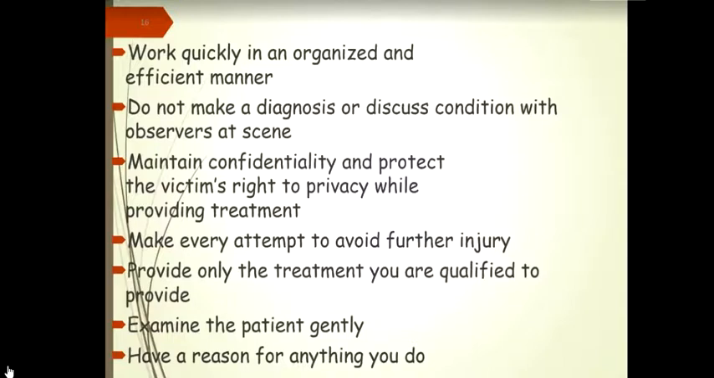Do not make a diagnosis or discuss the condition with observers at the scene. Right? As teachers, we don't want to discuss a student situation with other students or other teachers at the scene of the medical emergency. This is not right. Maintenance of confidentiality and protection of the casualty's or the victim's privacy while providing treatment is a thought that should always be at the back of our heads.